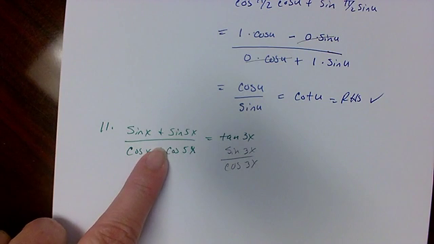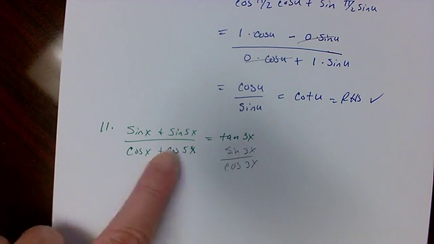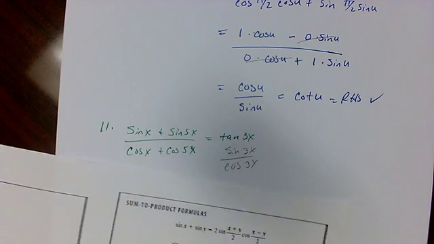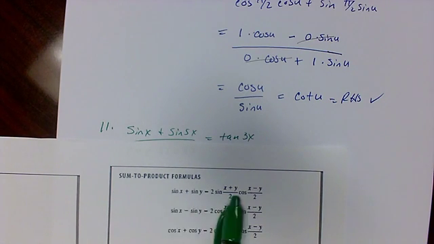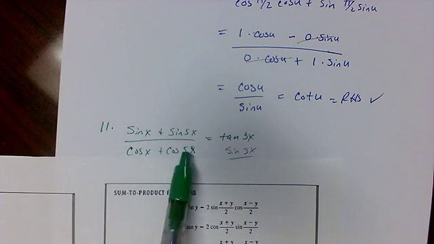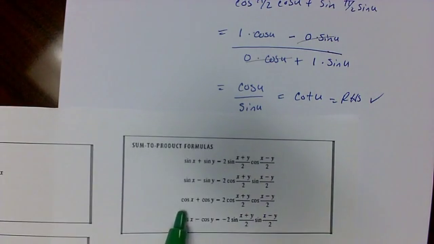We have sums, we're trying to get to a product. We've got addition, trying to get to multiplication. So these are our sum and product formulas. We're going to look for which ones we are trying to match. So sine plus sine, we'll get a sine plus sine right here. And cosine plus cosine will be this one right here.